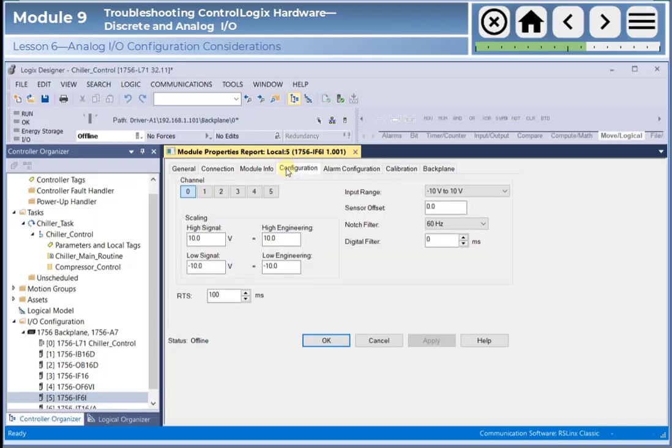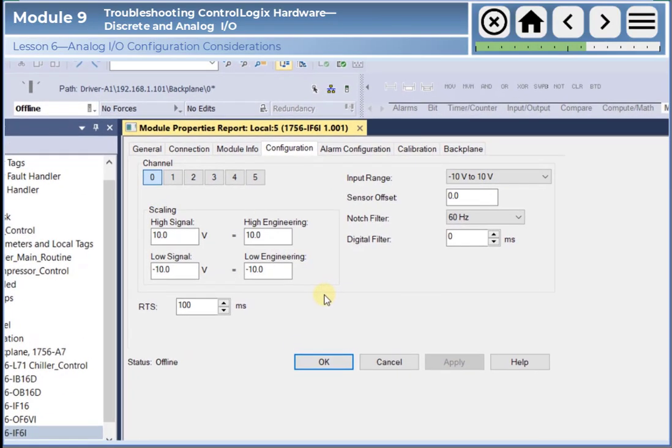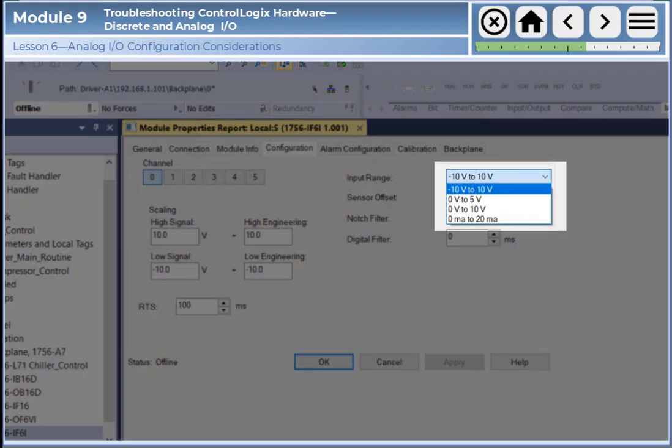For each channel, the input range has to be configured depending on the field input analog transducer that will be connected to the module. Each channel of this module can be set up to accept a voltage or current analog input. The setting ranges are -10 to +10 volts DC, 0 to 5 volts DC, 0 to 10 volts DC, or 0 to 20 milliamps current.